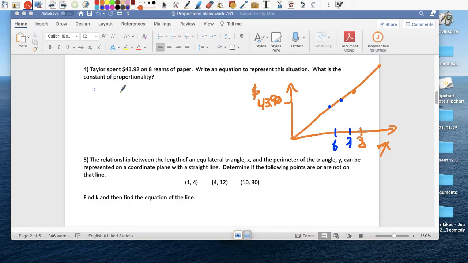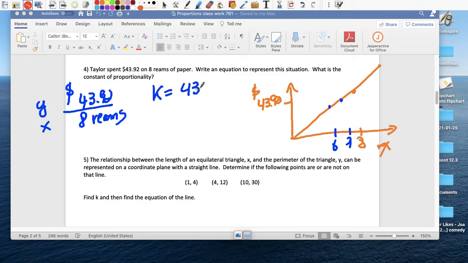So let me write that as a fraction. 8 reams. So if this is my y value and this is my x, right, I can just divide 43.92 divided by 8. I have no idea what that is.